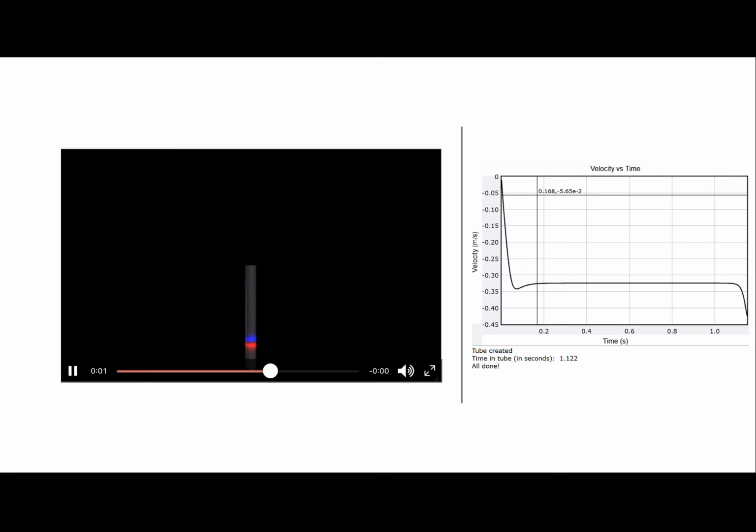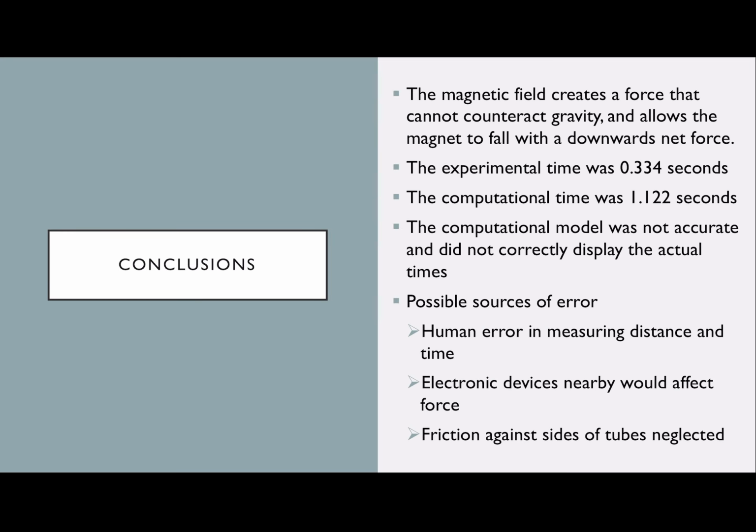Here is the video that was produced. You can see the blue and the red on the video, and those represent the induced current. You can see the magnet falling down. There's also a nice graph over here. So that kind of shows what's going on throughout this experiment as well. You can see it accelerating downwards and then tapering off with the velocity as it goes more constant, and the total time in the tube was 1.122 seconds, which is different than the experimental value.